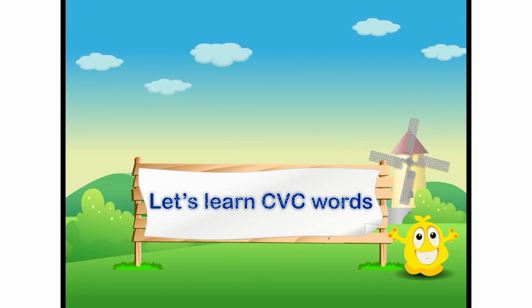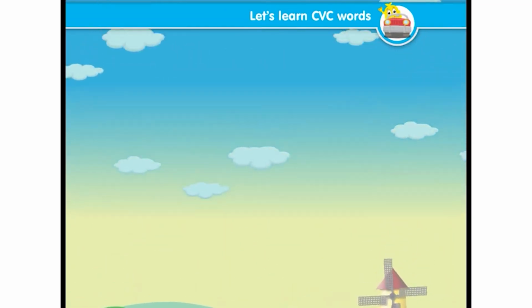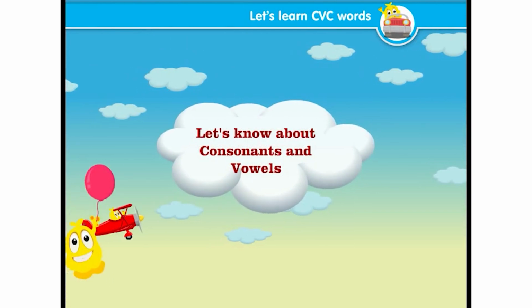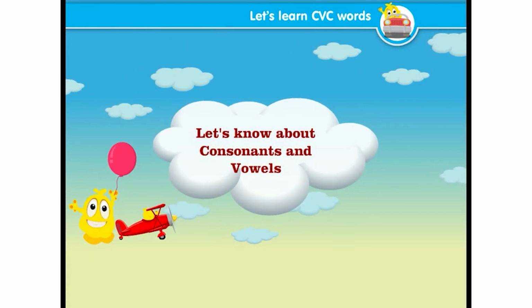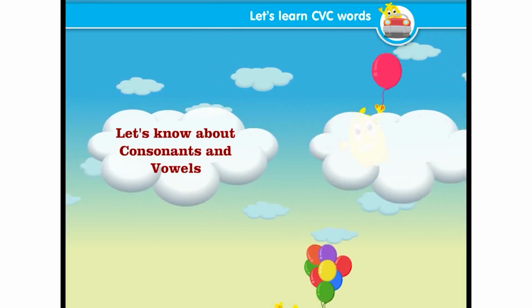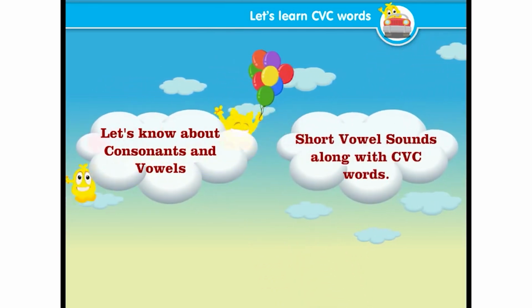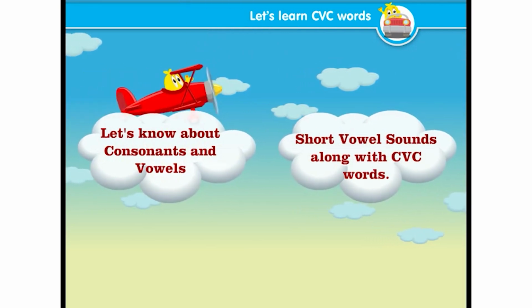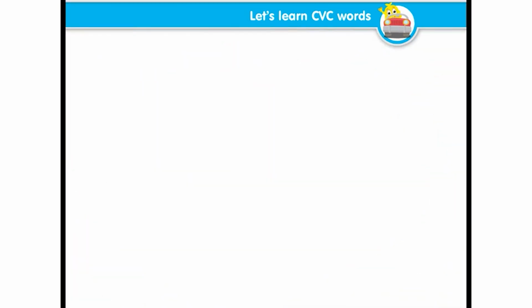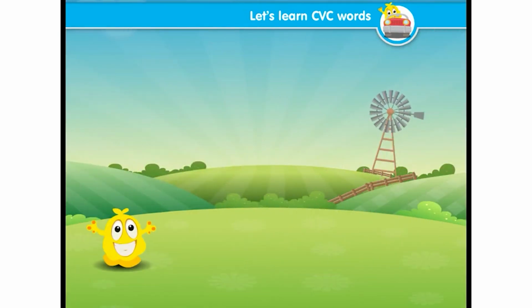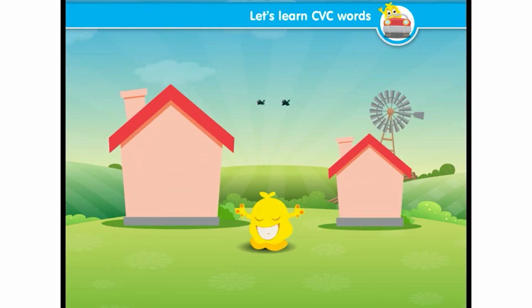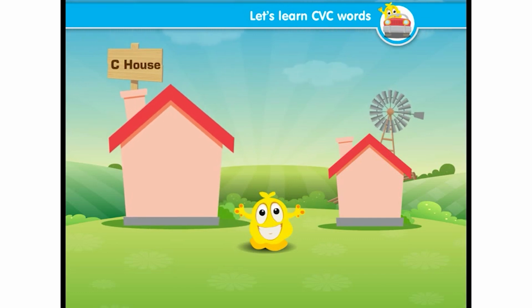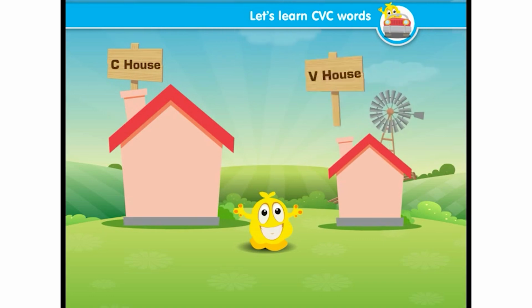Let's learn CVC words. Before that, let's know about consonants and vowels. We will also learn short vowel sounds along with CVC words. You know, English alphabets got two houses to live. One is C house, that is bigger, and the other is V house, that is smaller.